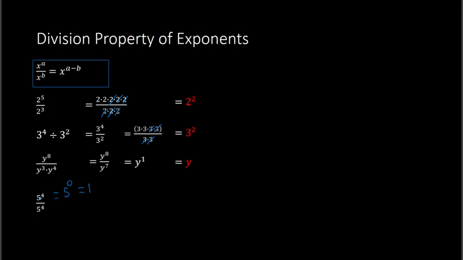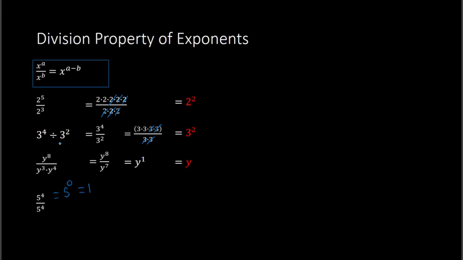Another way is we're dividing two of the same numbers together. Anytime we divide the same number, we're going to get 1. So whether it be 4 divided by 4, or 3 divided by 3, or in this case 5 to the 4th divided by 5 to the 4th, it will always equal 1.